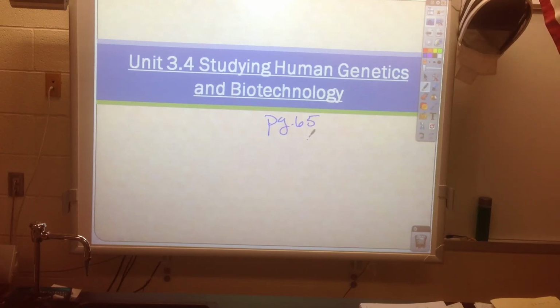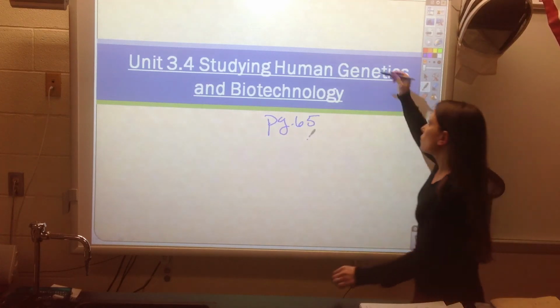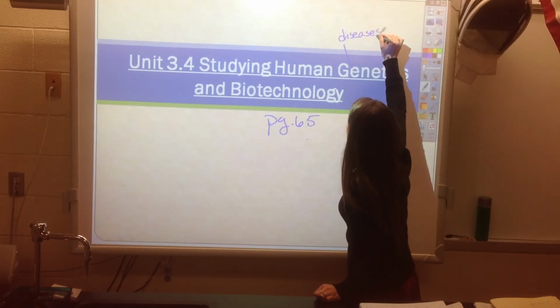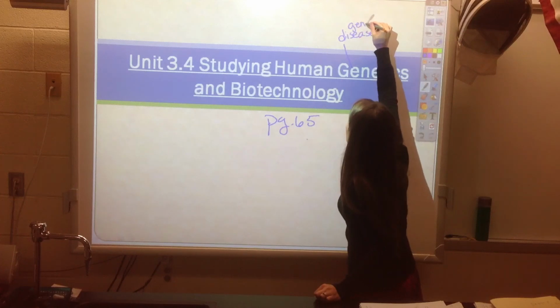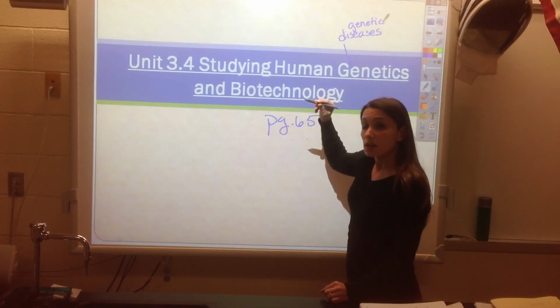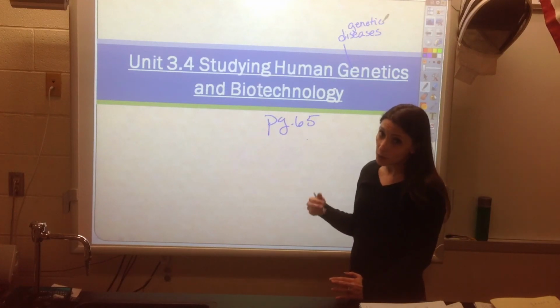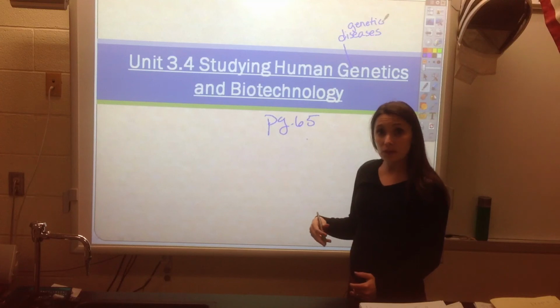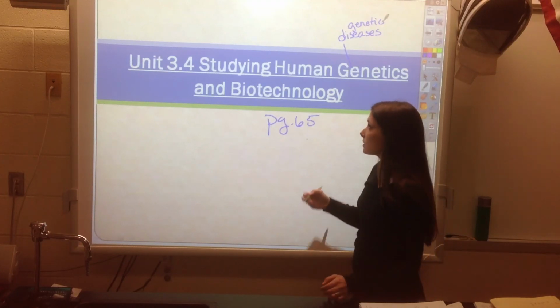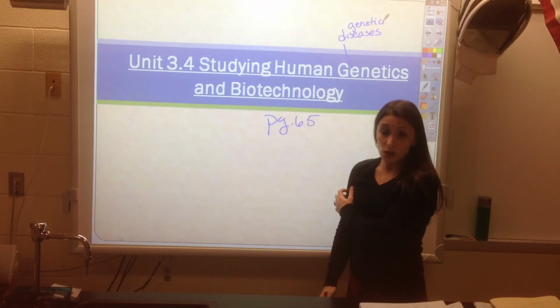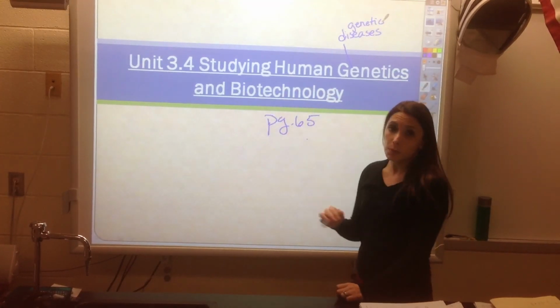We're going to be on page 65, and we're starting to study human genetics and biotechnology. Remember, when we study human genetics, sometimes we're going to be looking at genetic diseases that you inherit. So these are problems with your DNA that cause a problem with a protein that gives you a disease, such as cystic fibrosis, sickle cell anemia, Huntington's. Biotechnology is how can we solve problems. Technology is all about solving problems using our biology knowledge.